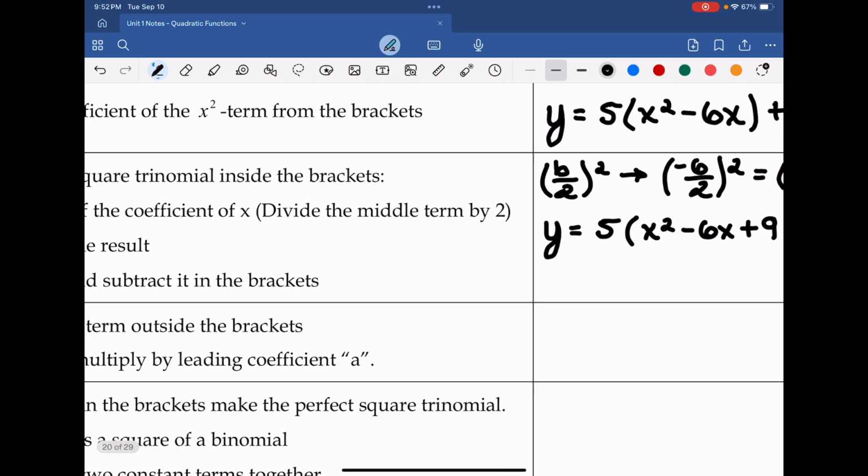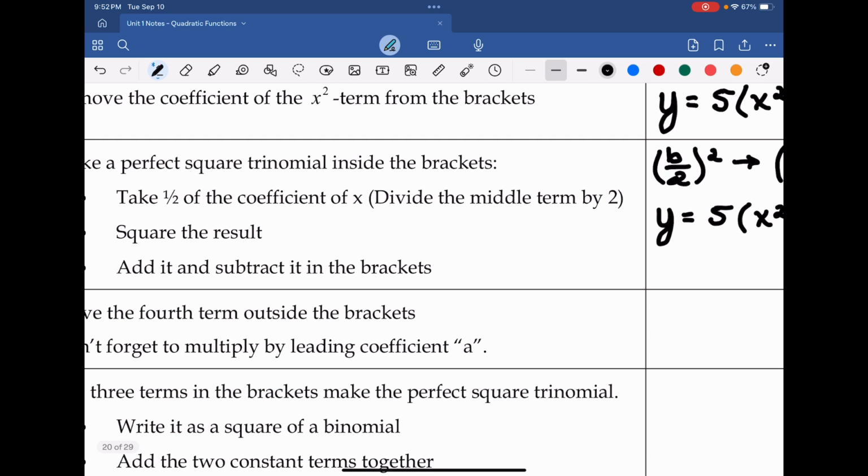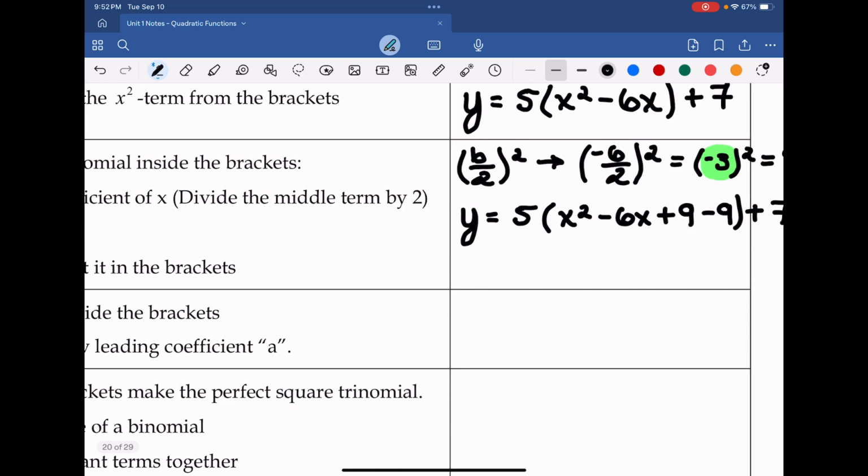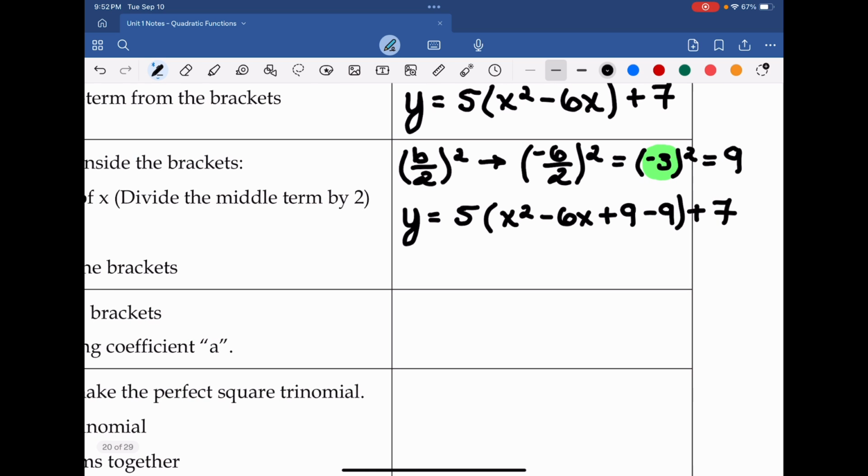Now, let's just make sure we've taken all of the steps here: add it and subtract it in the brackets. Okay, so that's exactly what we've done here. We've taken the plus 9 minus 9 in that specific order.